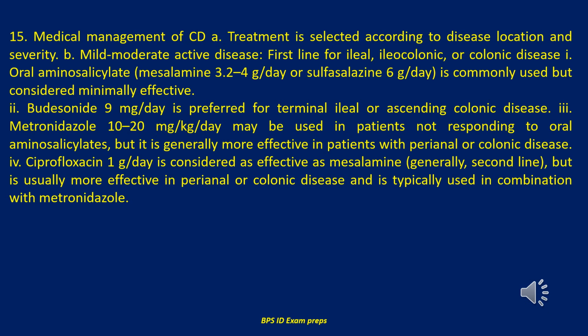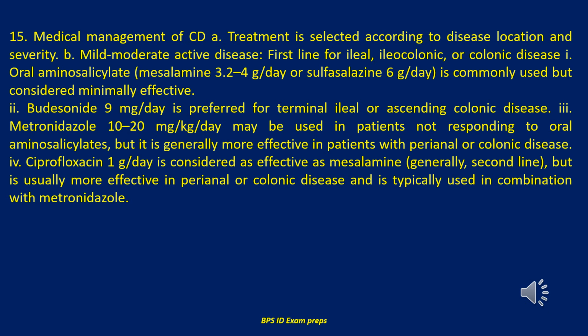15. We will now look at the medical management of CD. A. Treatment is selected according to disease location and severity. B. In mild to moderate active disease, the first line for ileal, ileocolonic, or colonic disease: 1. Oral aminosalicylate, e.g., mesalamine dosed at 3.2 to 4 grams per day or sulfasalazine 6 grams per day, is commonly used but considered minimally effective.